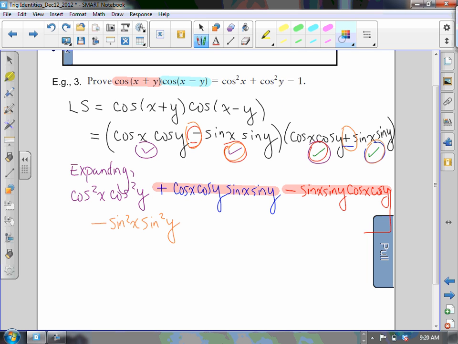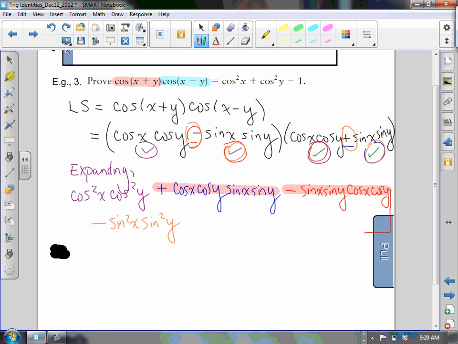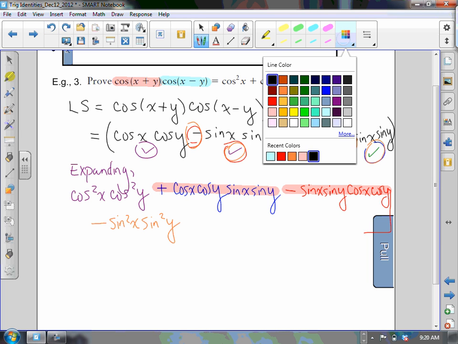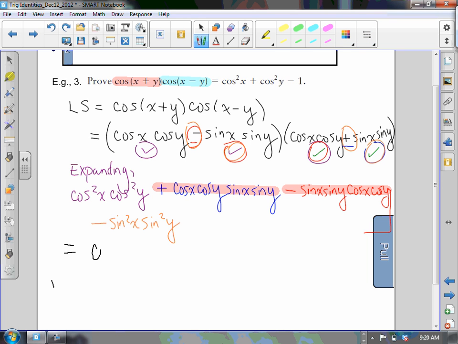What's nice about this is that the expression then tidies up. We're having an issue with the smartboard in terms of its ability to write. Let's try that one more time. Okay, I think we're back in business now. It is cos squared x cos squared y minus sine squared x sine squared y.